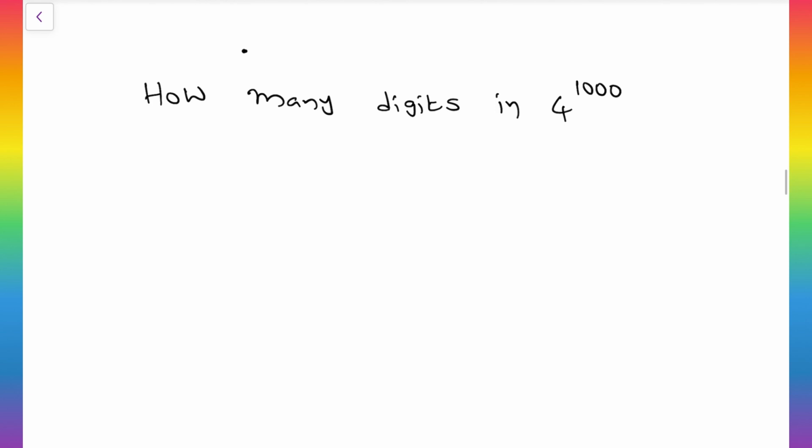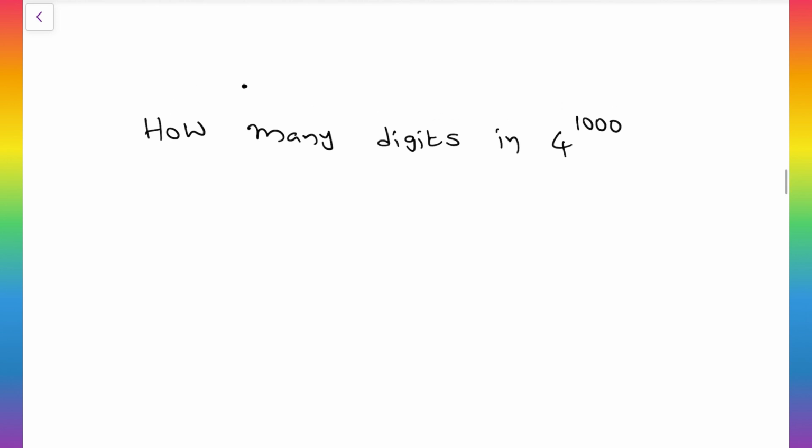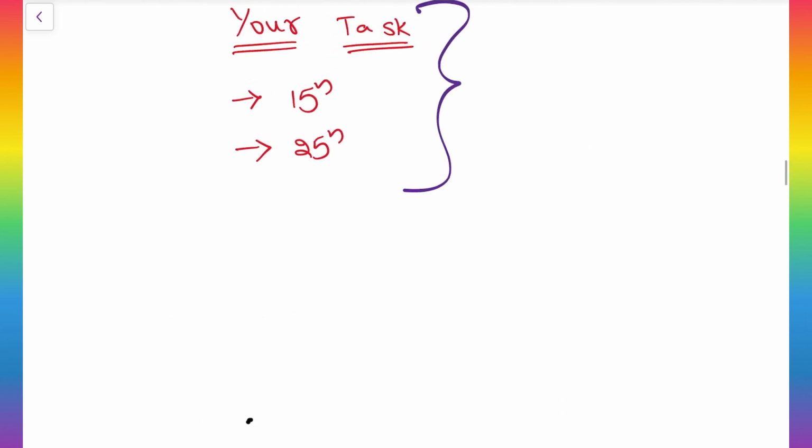Next, one more type of question which is related to the same digit question only. How many digits will be there in 4 power 1000? You should not get confused with these kinds of questions. Be careful with these kinds of questions.